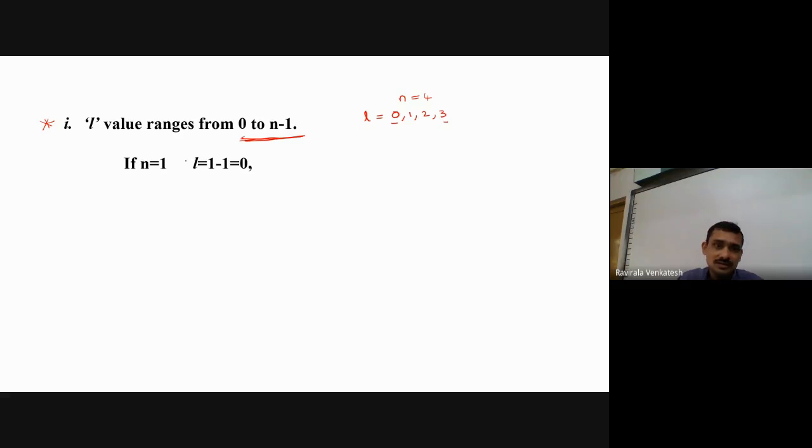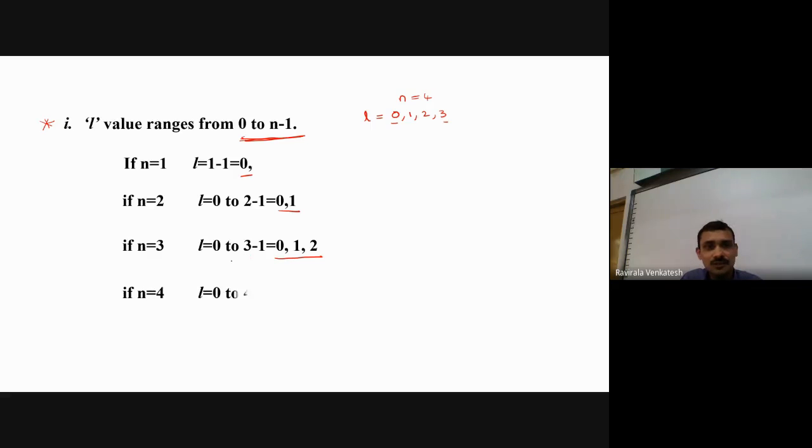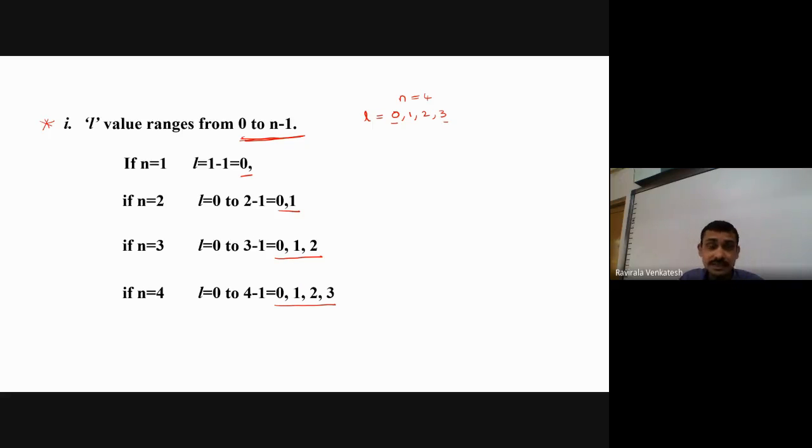You observe here, if n is equal to 1, what is the L value? Only 0 we get here. Next, if n is equal to 2, what do we get? 0, comma 1. Total values will be 2 only. If n equal to 3, 0, comma 1, comma 2. If n equal to 4, 0, comma 1, comma 2, comma 3. Isn't it?